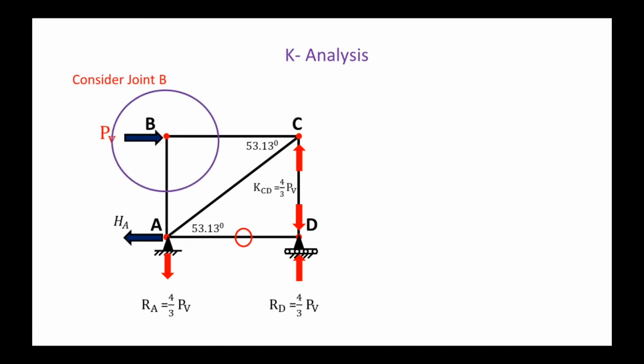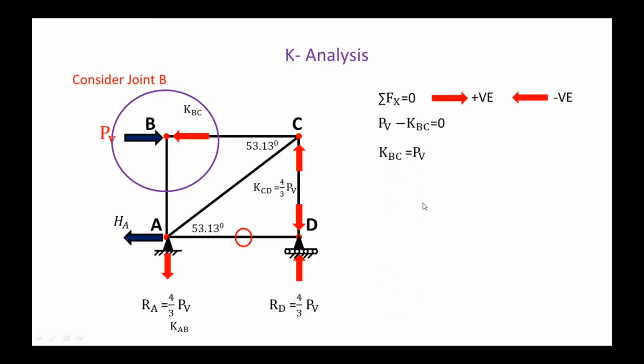At the joint B there are forces KBC and KAB. Here we first find KBC and assume the direction is towards the joint. So this member is horizontal, so apply here sigma Fx equal to 0. Towards the right is positive and towards the left is negative. Now PV is towards the right, that is why plus, and minus is KBC. So KBC is equal to the PV.